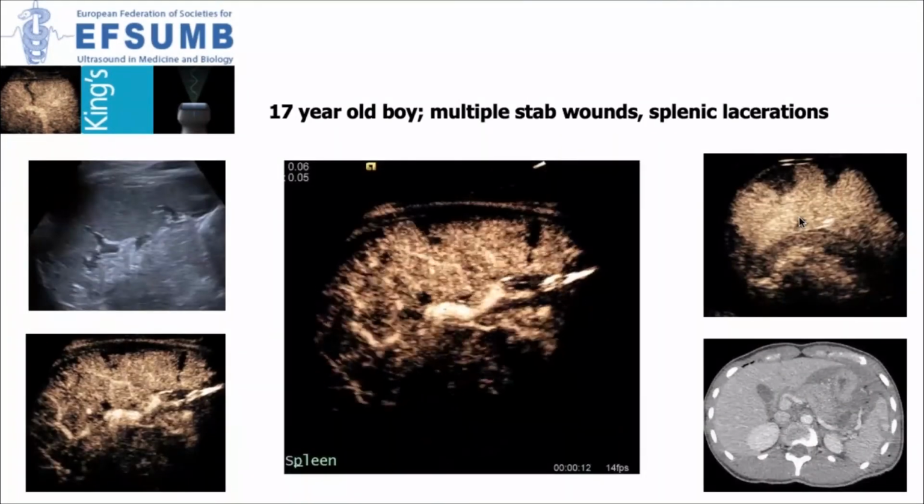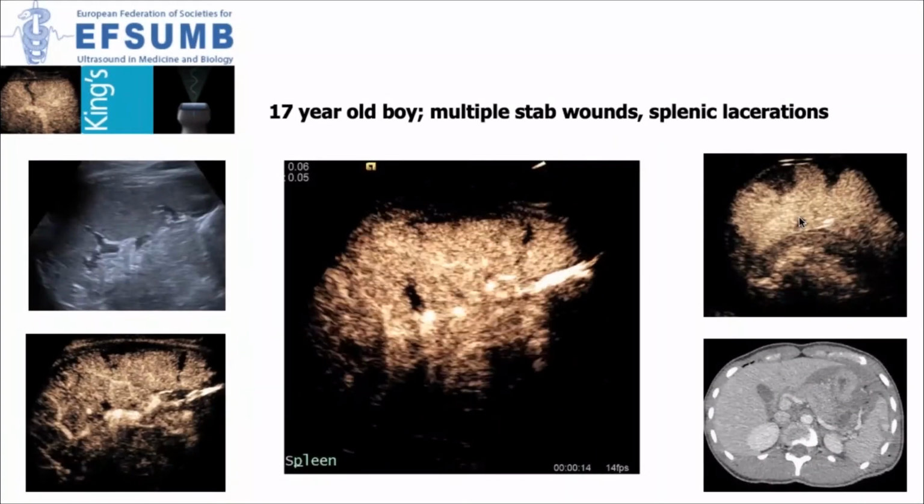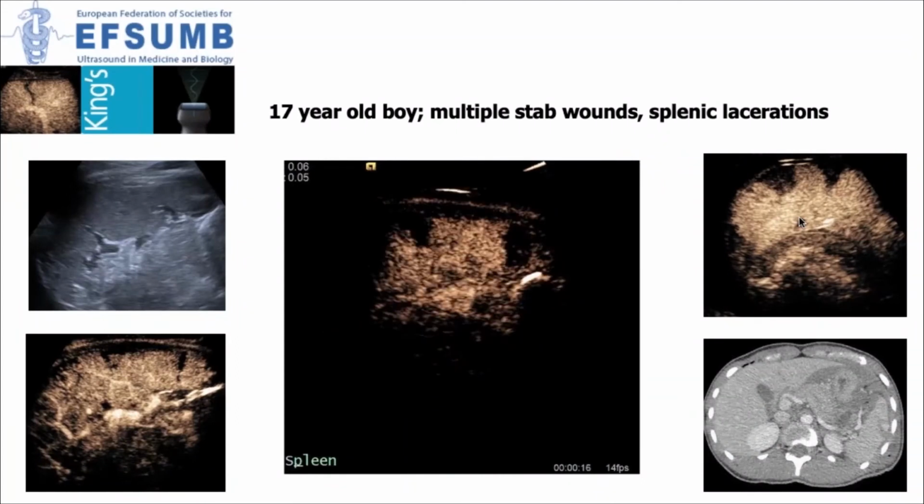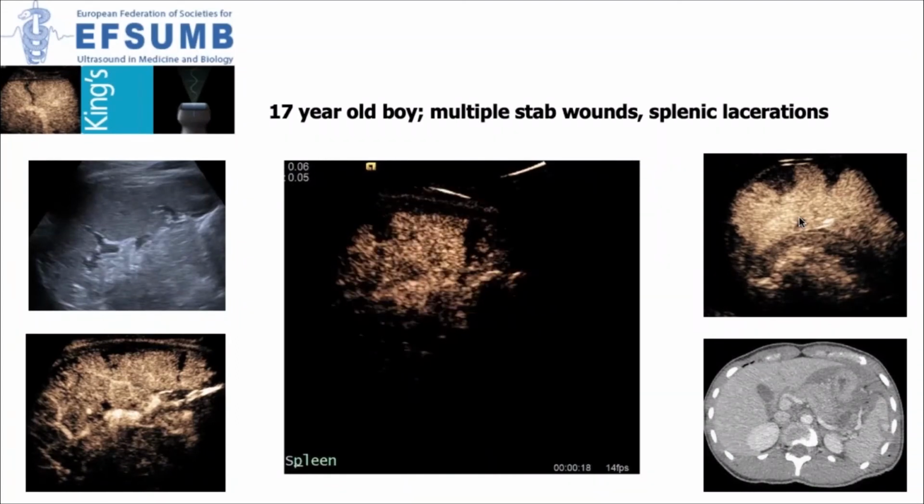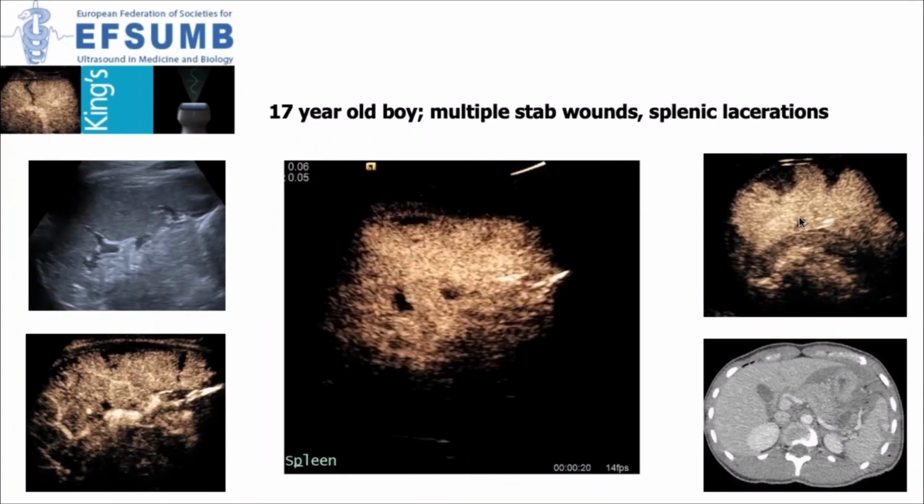Moving on, you can identify the very subtle lacerations and indeed the subcapsular hematoma, which are not, again, appreciable on either a CT or the B mode image.